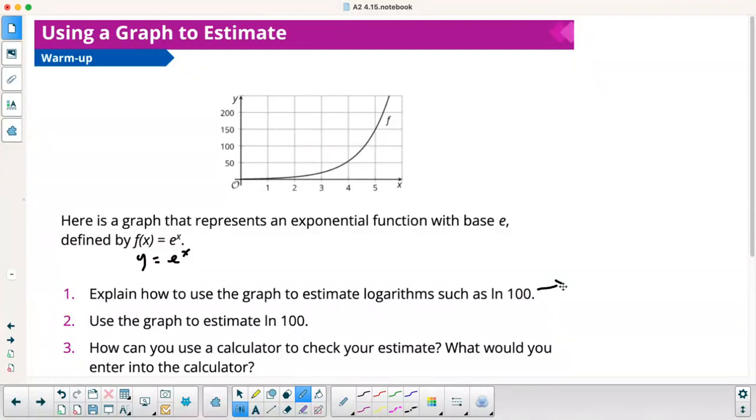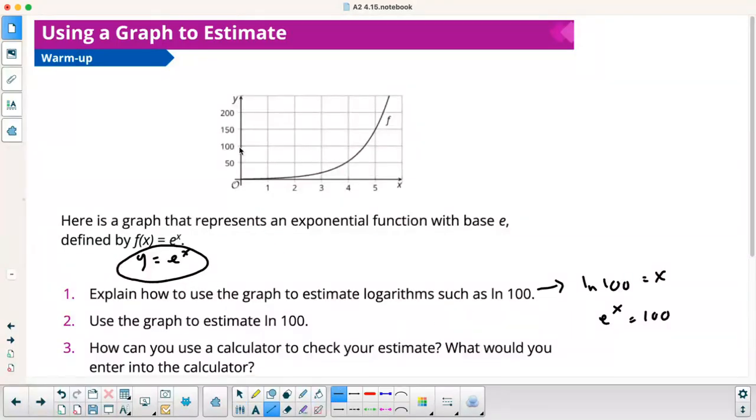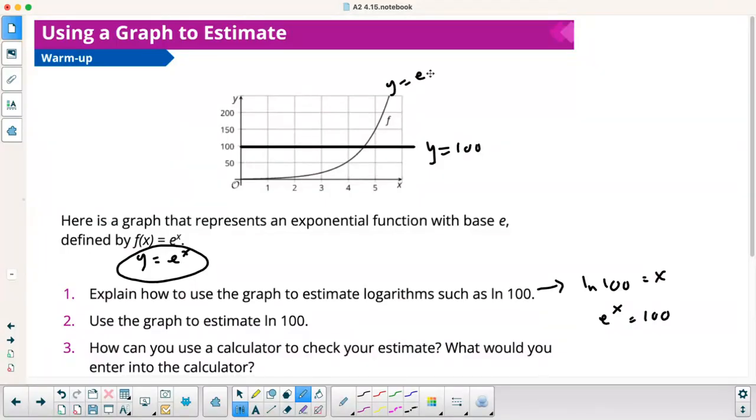So ln of 100, let's make it equal y. So that means e to the y equals 100, or maybe set it equal to x. Let's do that. Now here's e to the x, and e to the x is equal to y. So if I wanted to estimate ln of 100, I would graph y equals 100, and this is y equals e to the x.